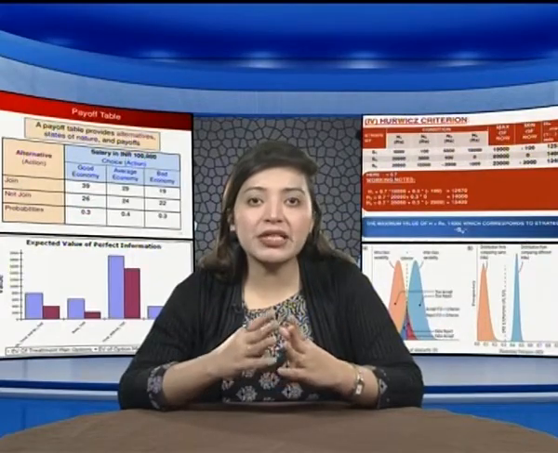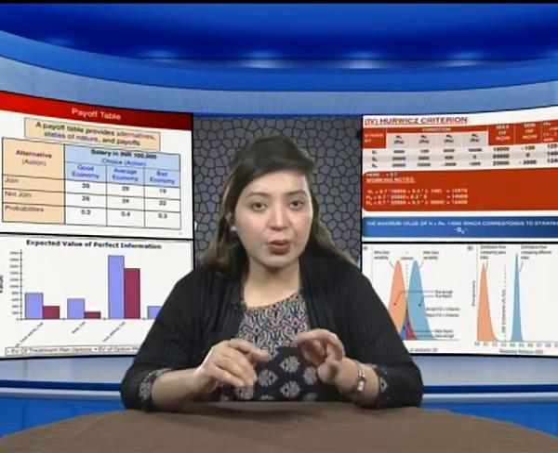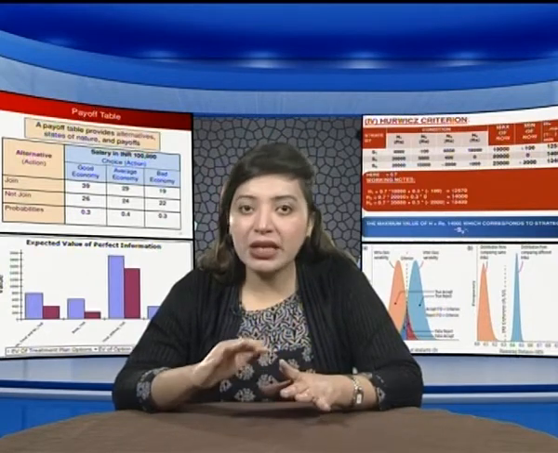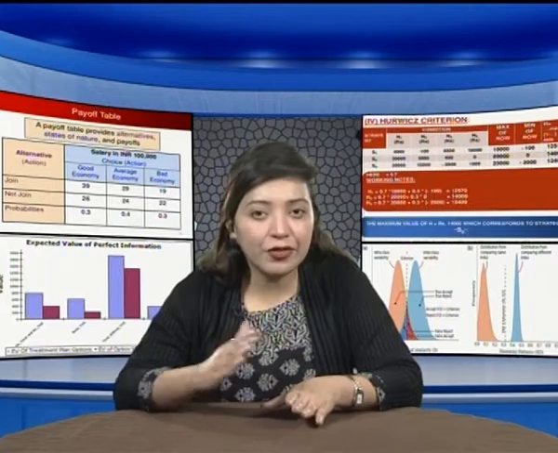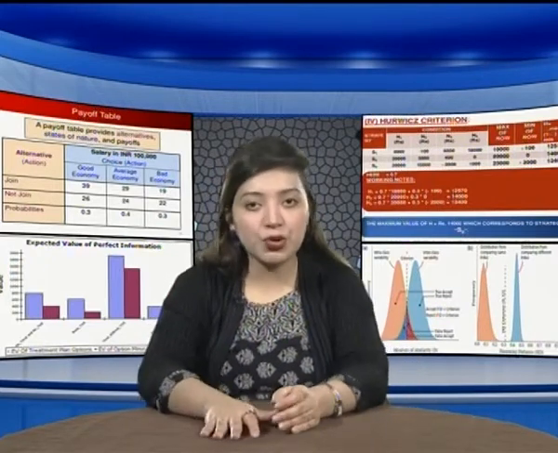A decision tree is constructed starting from left and moving towards right. It is very important to maintain the proper time sequence when constructing a decision tree. The time in a decision tree flows from left to right. The following standard symbols are used to construct a decision tree.